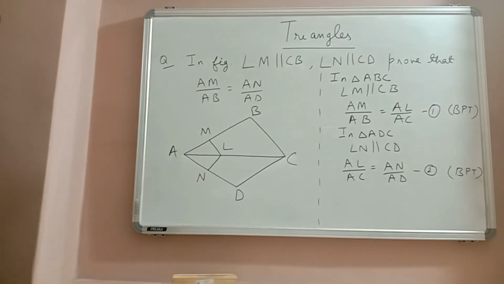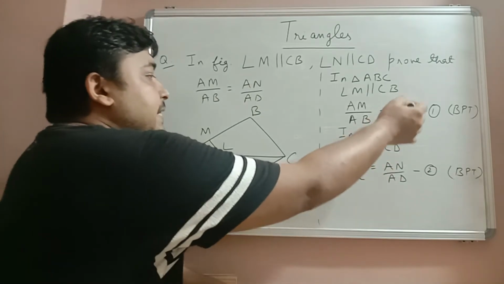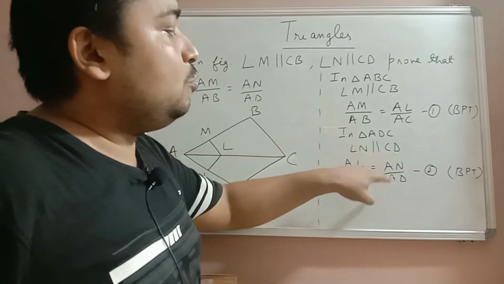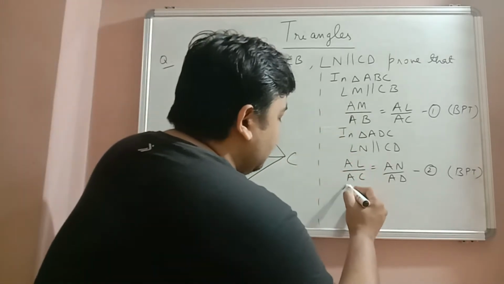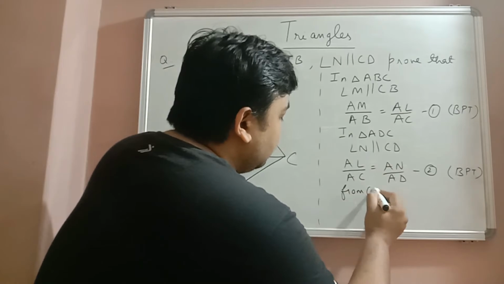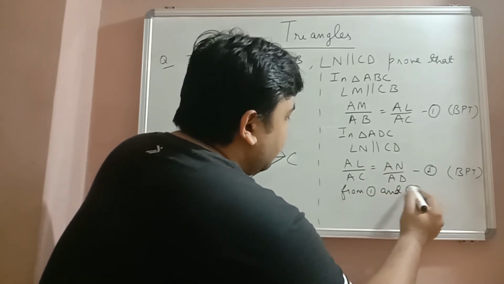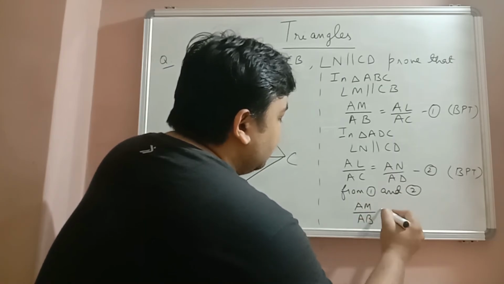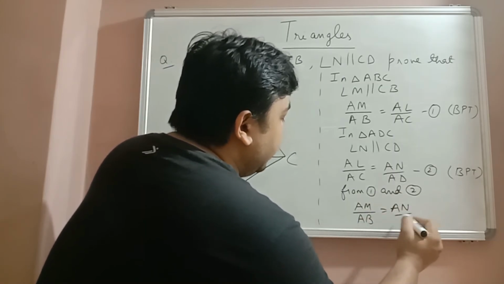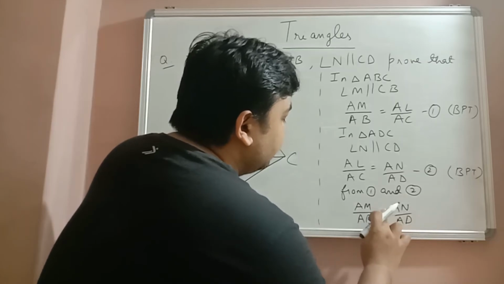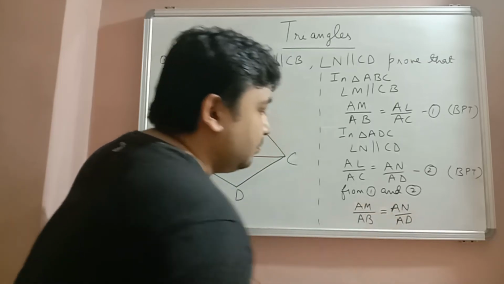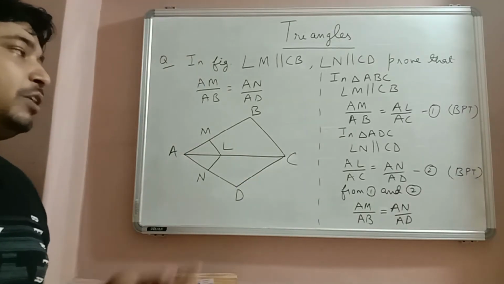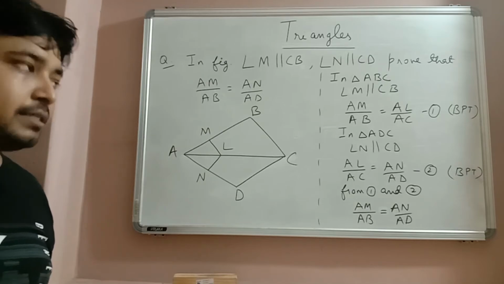So in the first and second equation we see that AL upon AC is common. So we can say that AM upon AB is equal to AN upon AD. So from 1 and 2 we conclude that AM upon AB is equal to AN upon AD. This is the proof of this question. I hope this is clear to everyone.